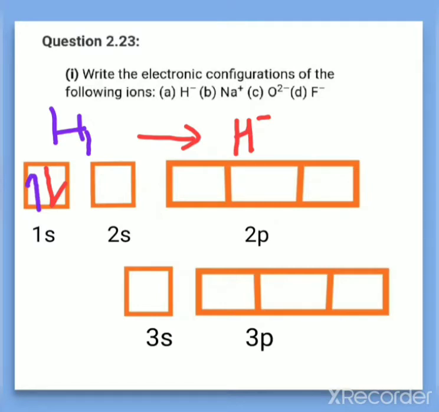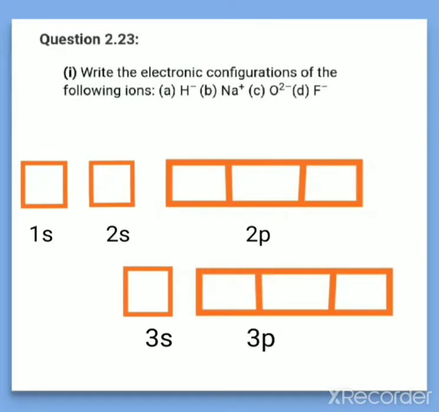Now there are 2 electrons present in the hydrogen ion, so we can write 1s2. That is the whole configuration. So for the hydrogen ion, the configuration is 1s2. 1s2 is the electronic configuration.